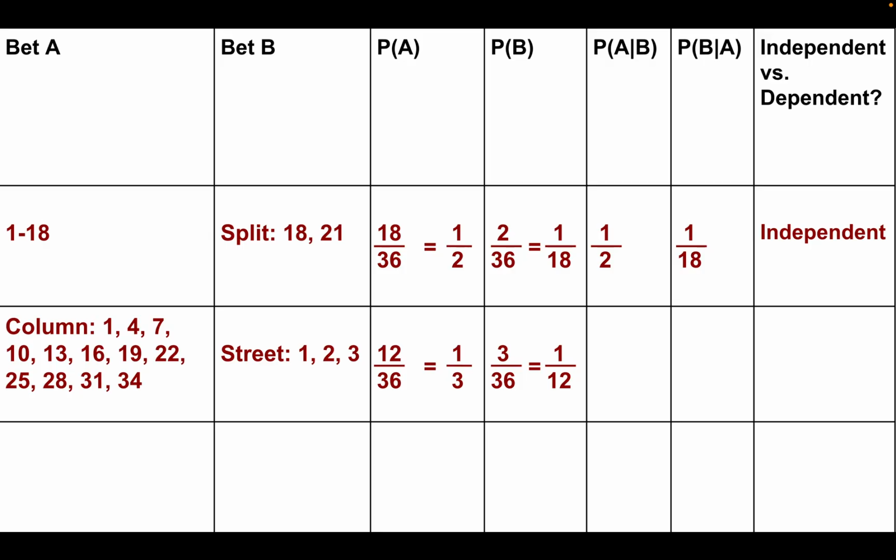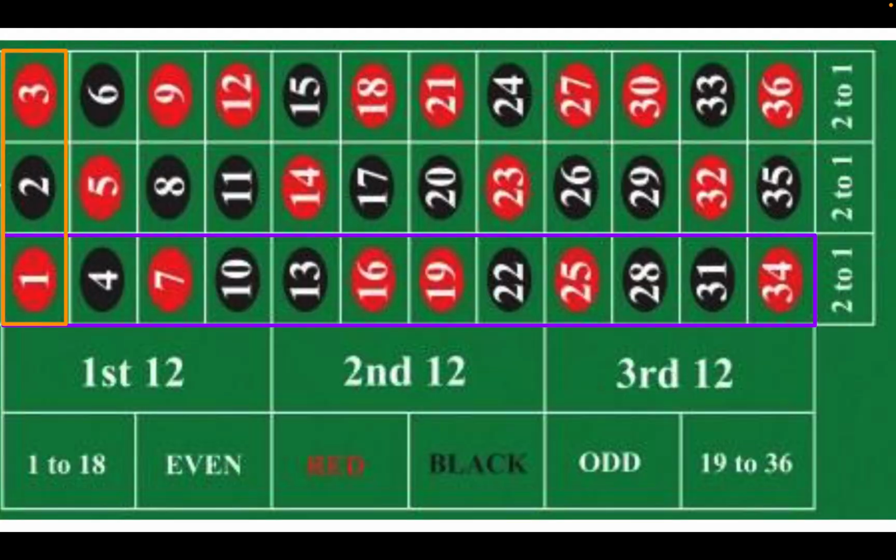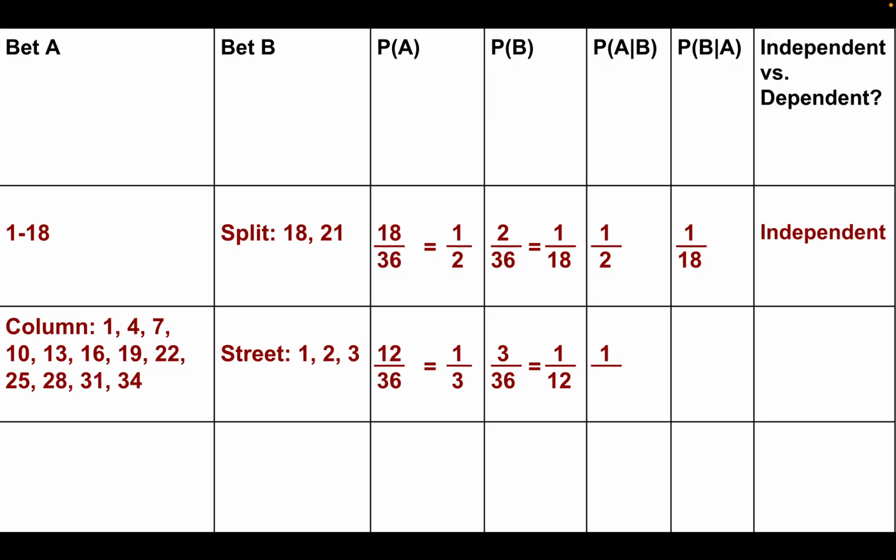Okay, so now let's do the conditional probabilities. What's the probability that we win bet A given that we win bet B? In order to do that, we have to look at the intersection. So where do these two bets overlap? Well, they overlap at one number, and that's at 1. So this is going to be 1 out of 3, because there's 3 ways to win bet B.